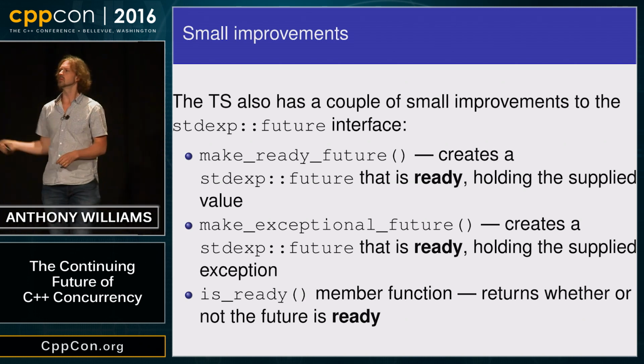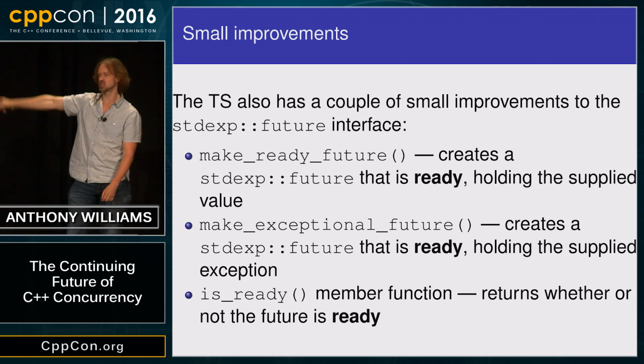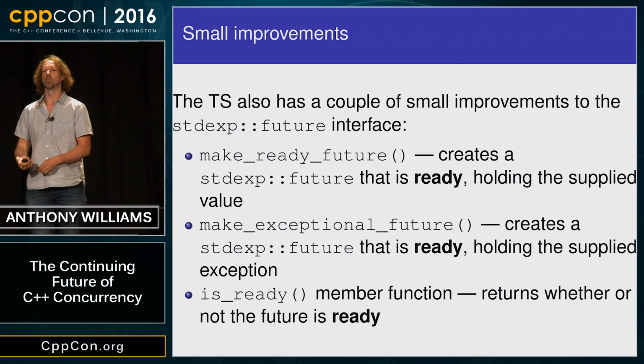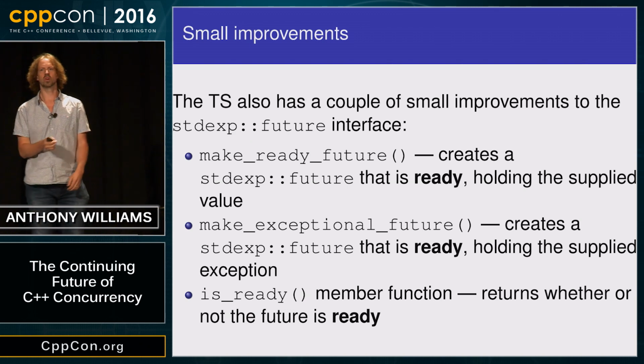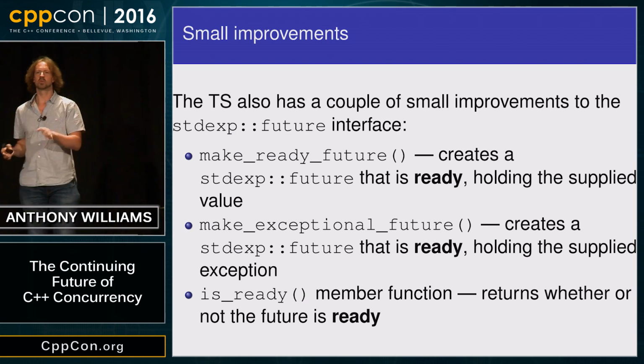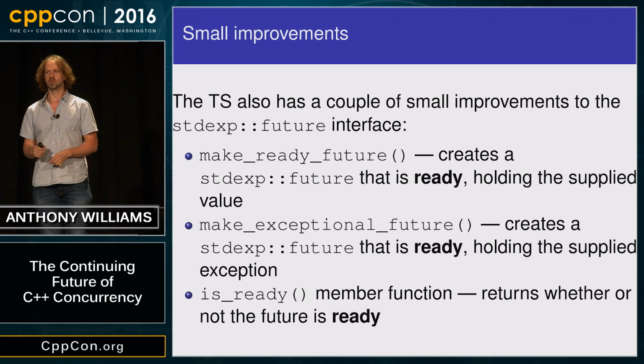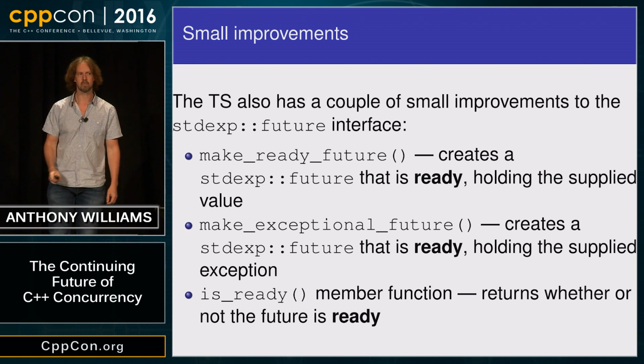And then we've also got this nice little nifty function, is_ready. We can ask a future, are you ready? We can poll it rather than having to wait for it to be ready, or do a nifty little dance with saying, wait for zero seconds to see whether you're ready. Then we can just query, are you ready?